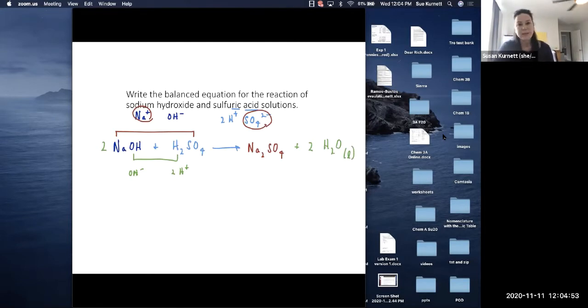Okay, so there's my balanced chemical equation. And that is the starting place. And what we're mostly interested in is this 2-to-1 ratio. And we're going to use that when we do the stoichiometry step.